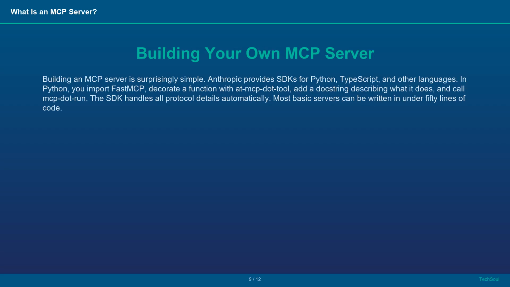Building an MCP server is surprisingly simple. Anthropic provides SDKs for Python, TypeScript, and other languages. In Python, you import FastMCP, decorate a function with @mcp.tool, add a docstring describing what it does, and call mcp.run. The SDK handles all protocol details automatically. Most basic servers can be written in under 50 lines of code.